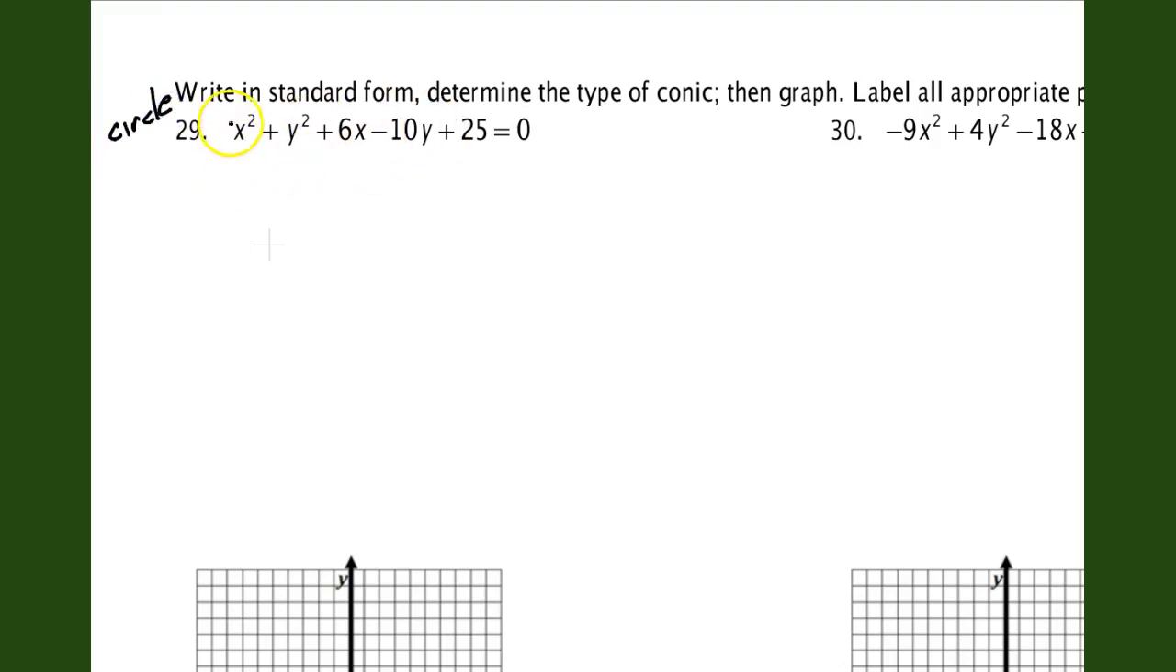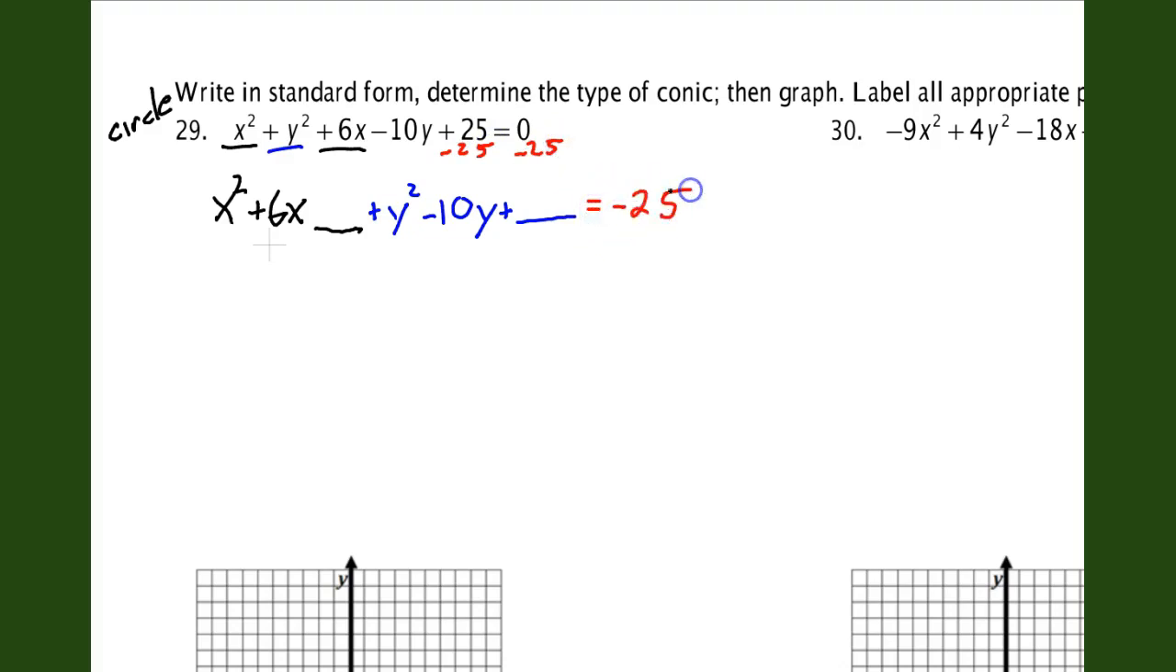And the next part is really to group the x's and the y's together. So I have x squared and 6x, so I'm going to write those together, leaving a little space to complete the square. And then I have my y squared minus 10y, leaving a little room to complete the square. And then lastly, I am going to move this constant term to the other side, so I'll have negative 25 on the right-hand side. This is a good way to set everything up.